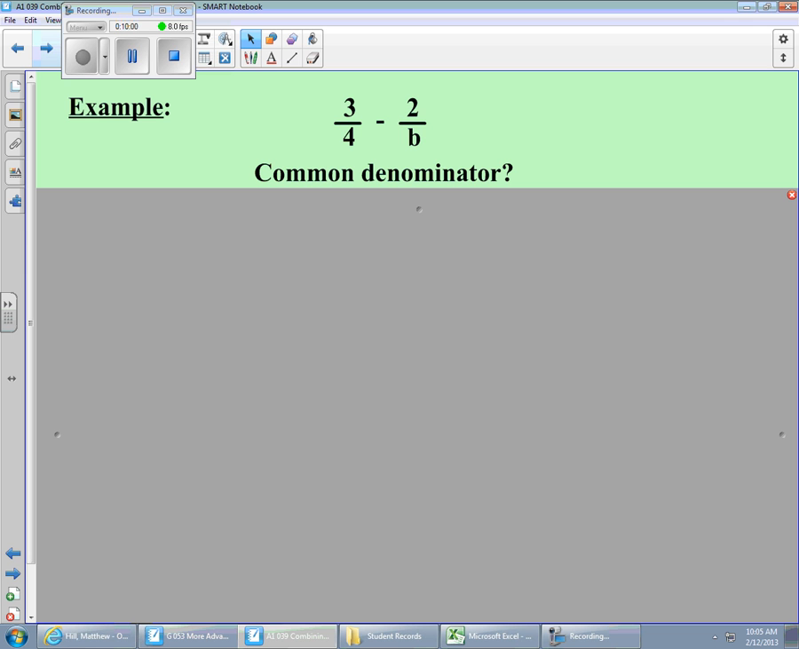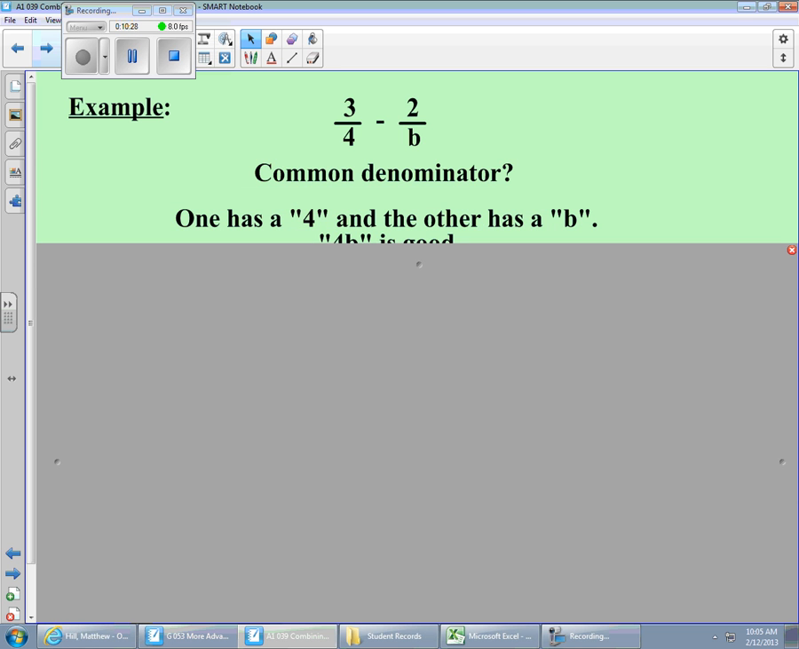This fraction has a 4. This one doesn't, but it's going to need one, isn't it? The one on the left's got it. The one on the right doesn't. So we're going to have to give a 4 to the denominator on the right. The denominator on the right has a b. The one on the left does not. So we're going to have to give the one on the left a b. Some of you were saying it. What's the common denominator going to be? 4b.